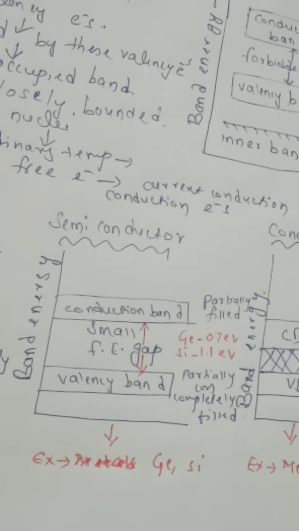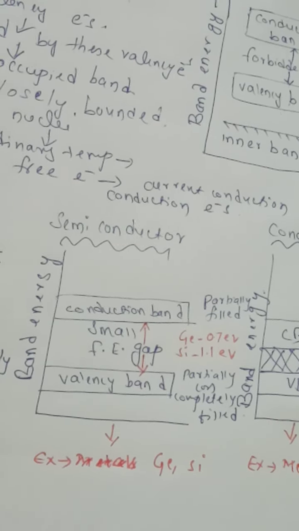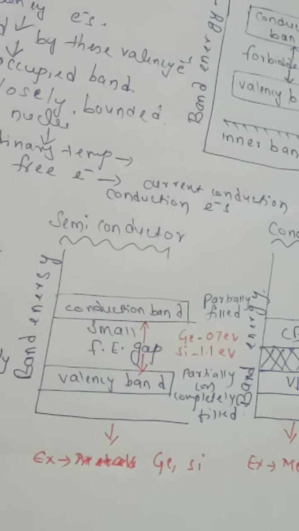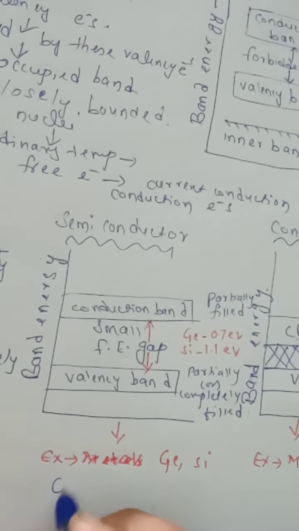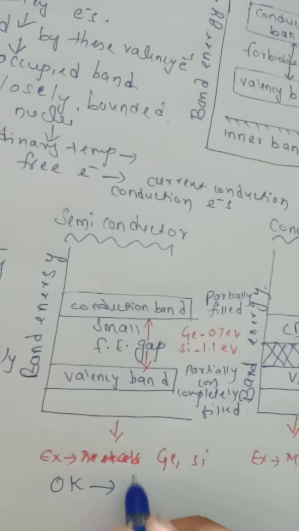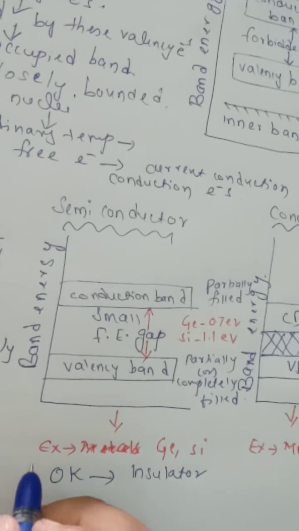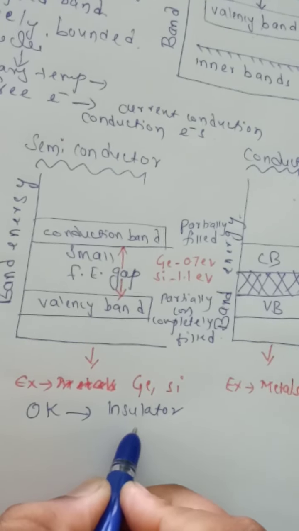So at lower temperatures, all the electrons in a valency band are tightly bound to the nucleus. So no electron jump takes place from valency band to the conduction band. So at 0 Kelvin temperature, this substance completely behaves like an insulator.